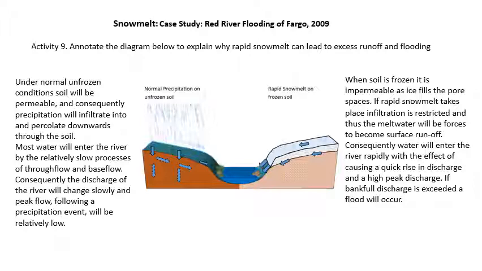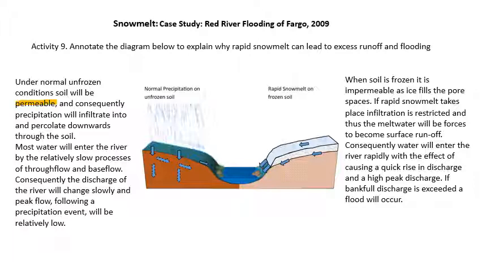So if I just talk you through the normal conditions, first of all, I'm going to try and highlight the key terms as I go through. You can then see how those processes are affected when you've got snow melt and frozen ground. So under normal and frozen conditions, soil is permeable, okay, so water can infiltrate into and percolate downwards through the soil, as you can see in the arrows on that diagram.